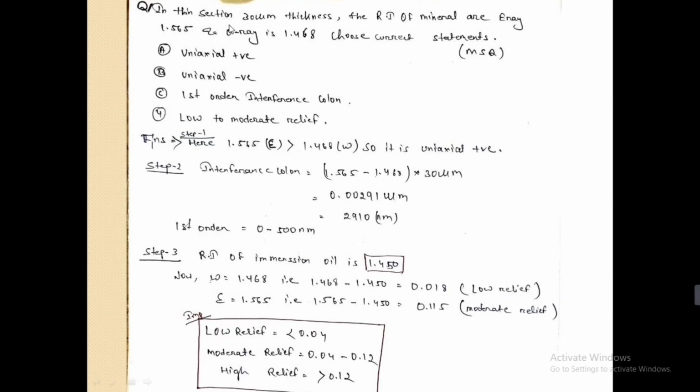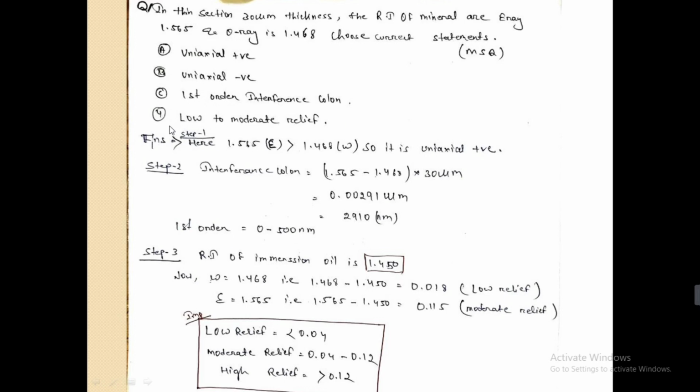Now moving to an important previous year MSQ question. In a thin section, 30 micrometer is the thickness. The refractive index of the mineral for E ray is 1.565 and for O ray is 1.468. Choose the correct statement here. This is an MSQ question. The options given are uniaxial positive, uniaxial negative, first order interference color, low to medium relief.